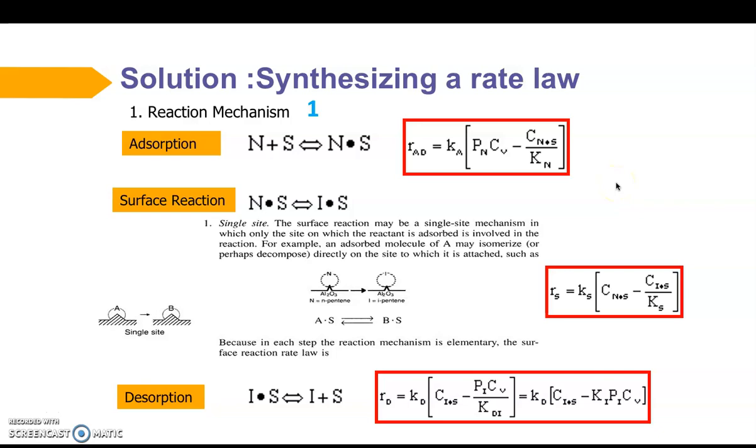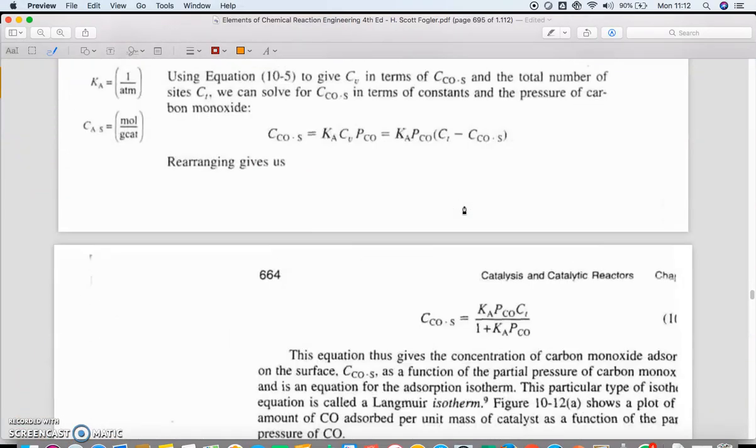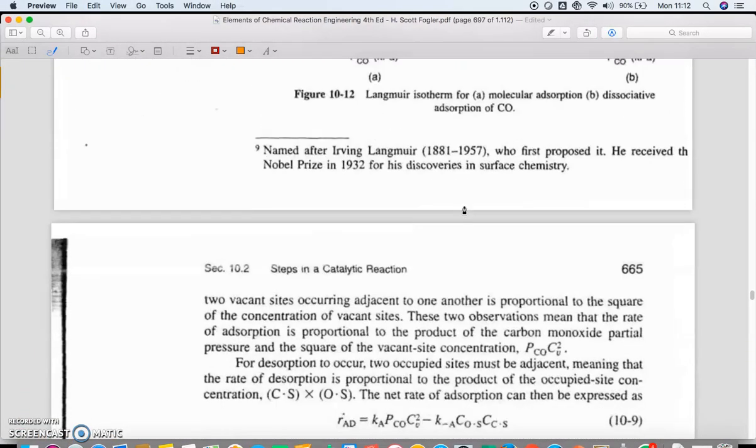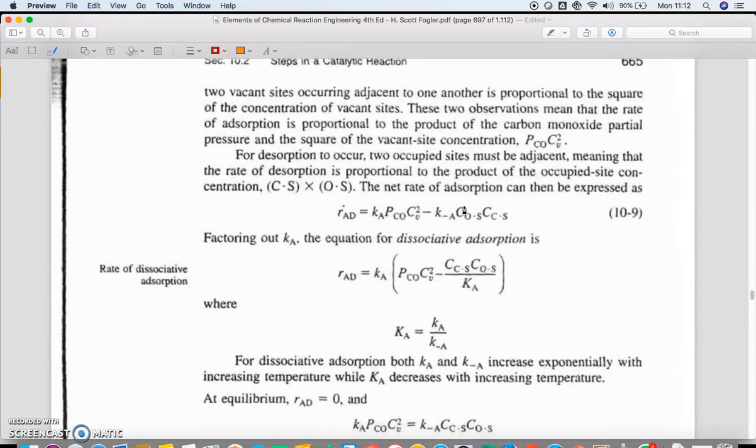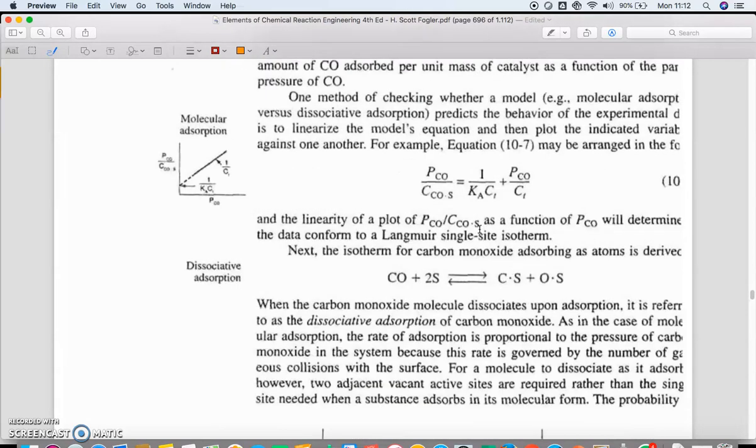The next step, let's have a look in your textbook. Before we go to the surface reaction, let's have a look at the second model. Just now we had the molecular model, right? This one is the second model, dissociative adsorption. So let's say the carbon monoxide will attach on the catalyst surface as C dot S and O dot S. How are we going to derive a rate law for this absorption part?